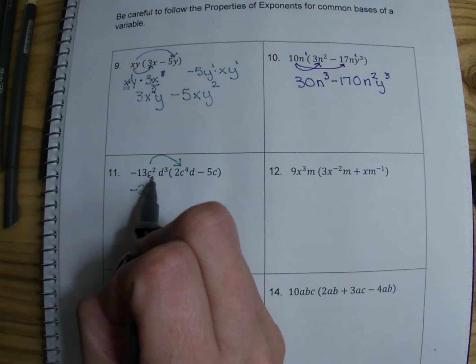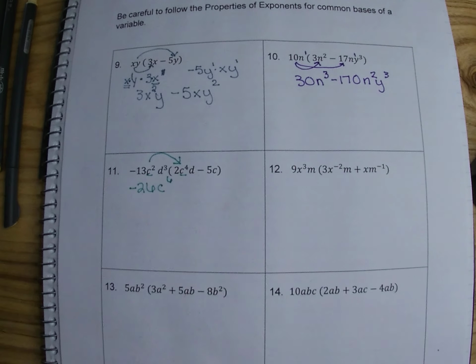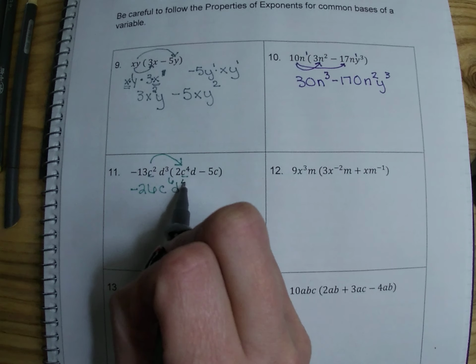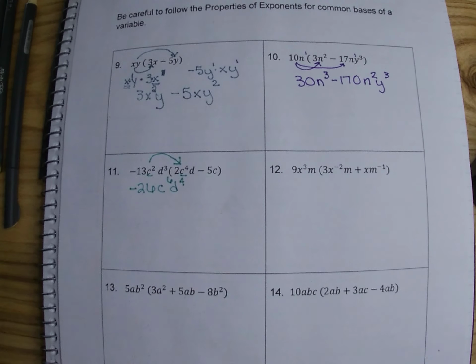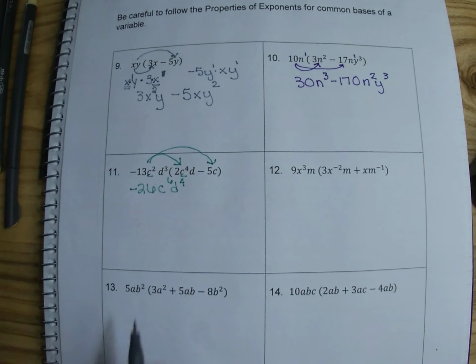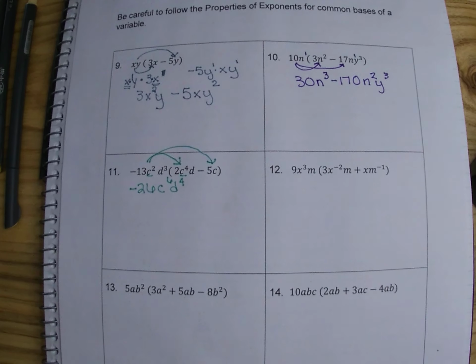Okay, then we have a c here, and those can be together, so we add. That gives us a c to the 6th. And a d to the 3rd with another d will give us a d to the 4th. Then we will distribute to the next piece. Again, it does not matter that it doesn't have all of the same variables. We can still multiply them. We can just only add up the exponents on the pieces with the common bases. So we can still take that negative 13 times negative 5 and get a positive 65.